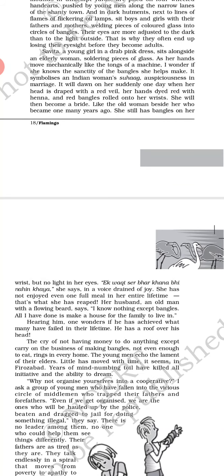Savita, a young girl in a drab pink dress, sits alongside an elderly woman soldering pieces of glass. So there is a girl called Sabita, a young girl wearing a drab, a kind of pale pink dress. She's sitting alongside an elderly woman, soldering pieces of glass. She's trying to join, trying to shape pieces of glass as her hands move mechanically like the tongues of a machine.